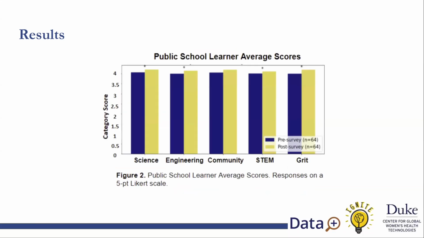The next key result that we saw was public school learner average scores. We averaged each question in the pre and post surveys that fell under the categories of science, engineering, communities, STEM, and grit. We took the averages of all of those scores and then ran t-tests on those. As we can see, science, engineering, STEM, and grit significantly increased for public school learners. These would be middle school students in either Durham Public Schools or another public school system. So that's an awesome result.